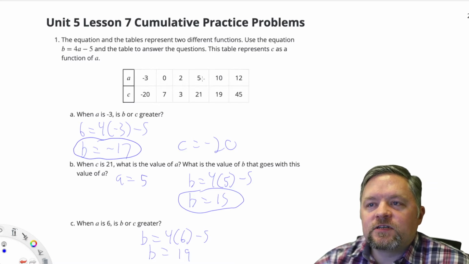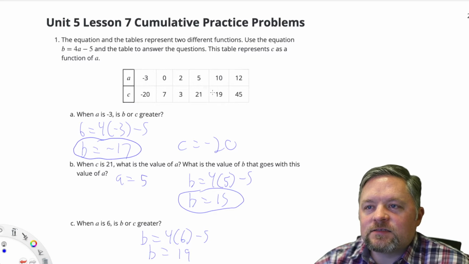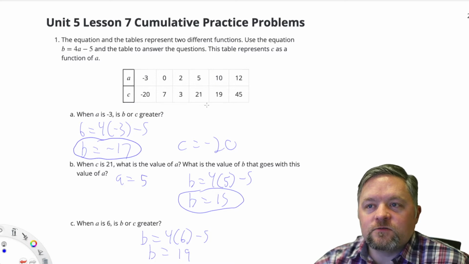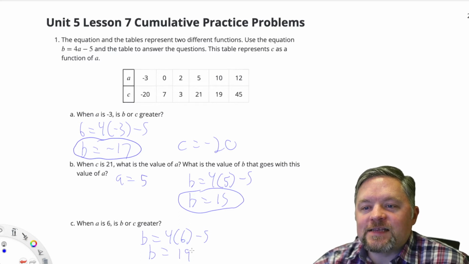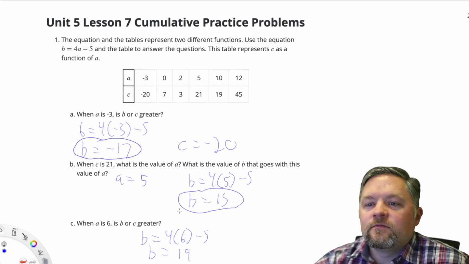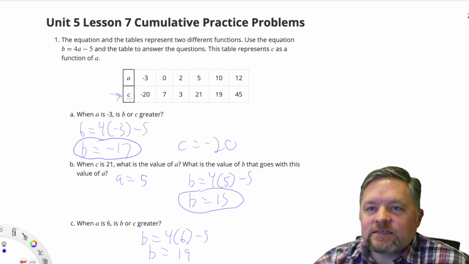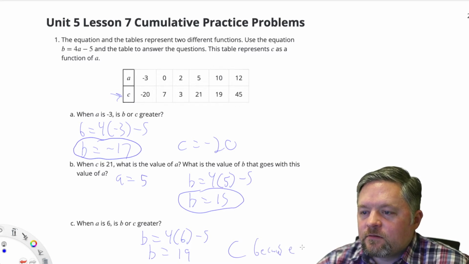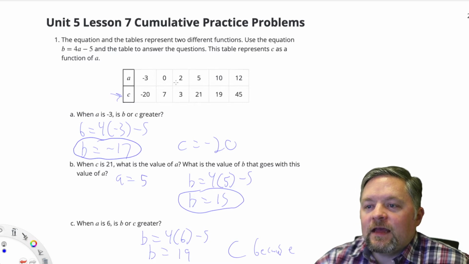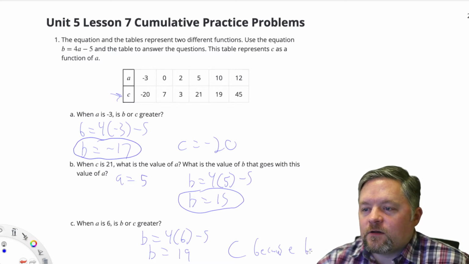Now for c, 6 is going to be between this and this. Because at 5 we're at 21, at 10 we're at 19, which means at 6 we have to be somewhere in between these two values. So if we have to be in between 21 and 19 and b is at 19, which one is greater? That has to be c, because it has to be between 19 and 21.